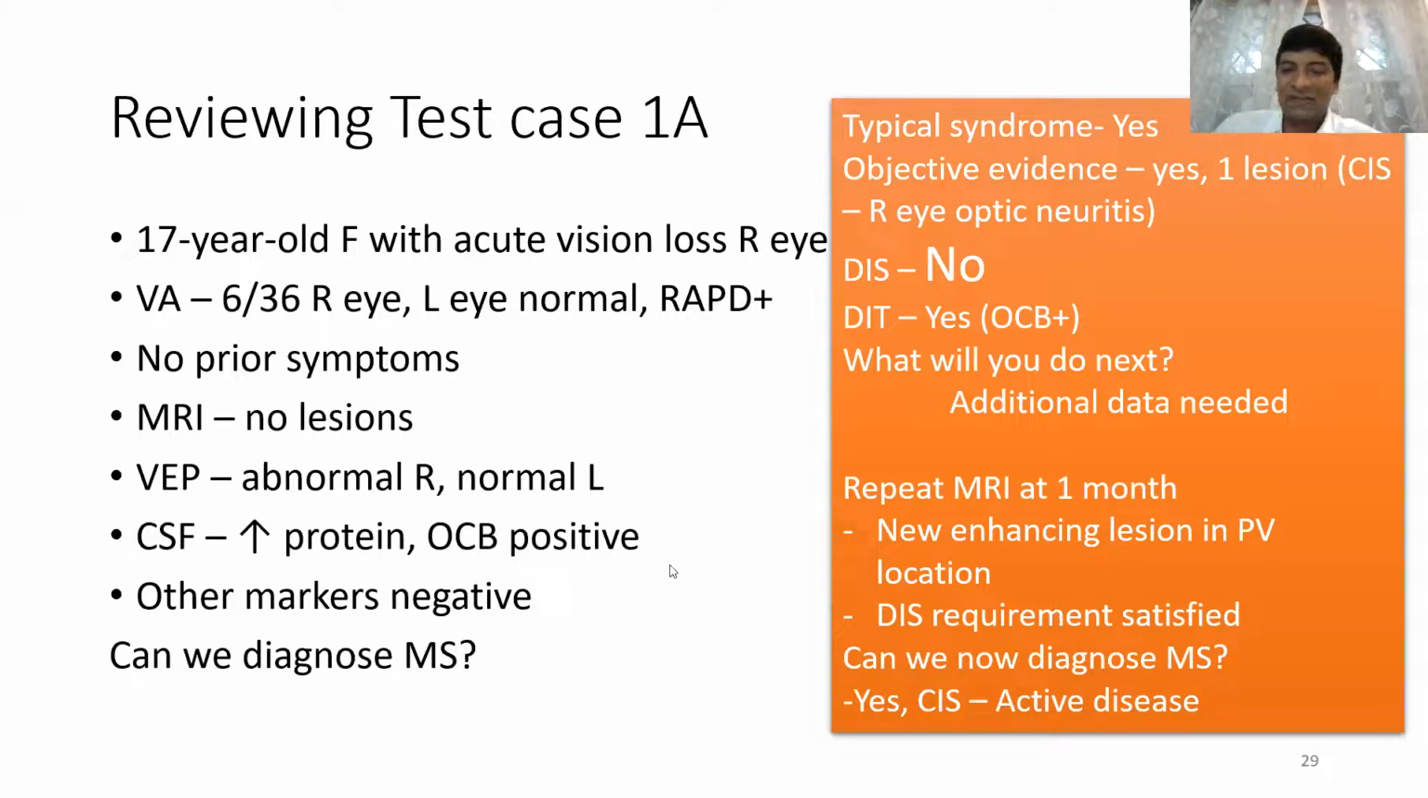So this patient would then be diagnosed as clinically isolated syndrome because he's only had one clinical attack, but MRI basis wise, it's active disease. So we use the defining term clinically isolated syndrome, active disease.